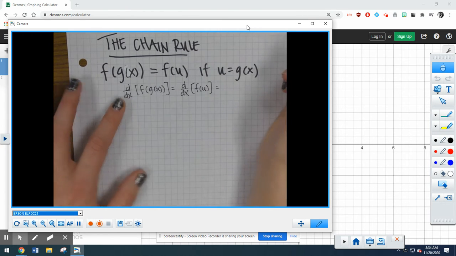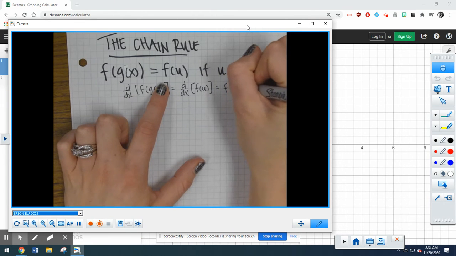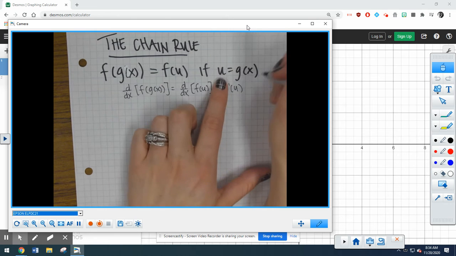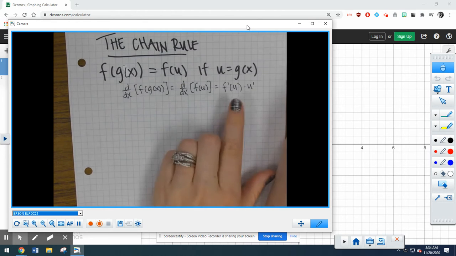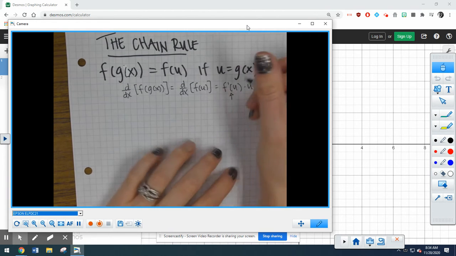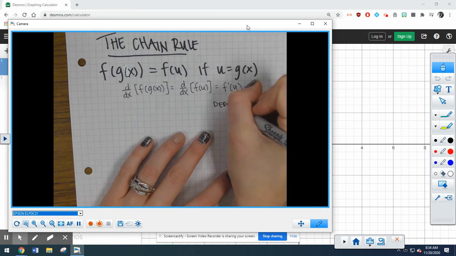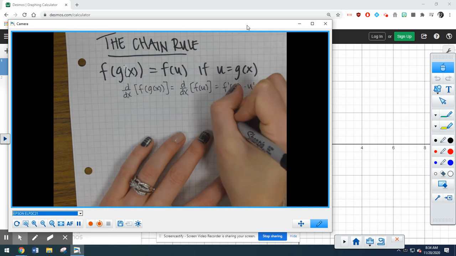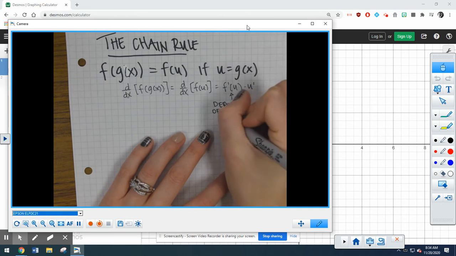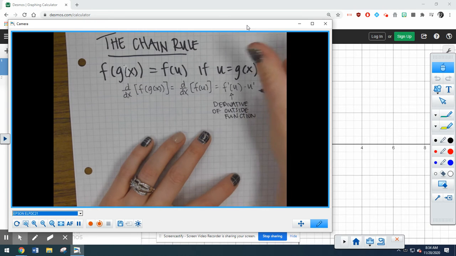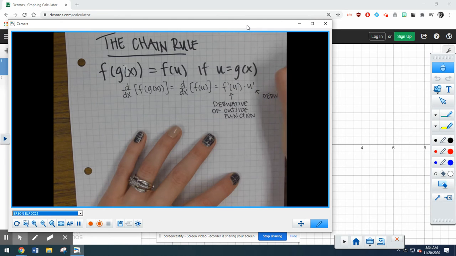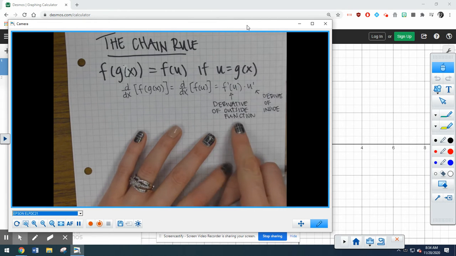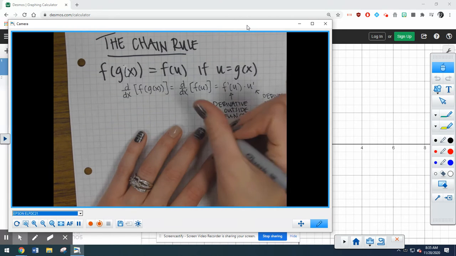The way that we're going to do that is we're going to take the derivative of f with respect to u, and we're going to multiply that by the derivative of u. We are going to take the derivative of the outside function. So that's the derivative of the outside function. And multiply it by the derivative of the inside. Now, what I would keep in mind is when you take the derivative of the outside function, keep the inside the same.